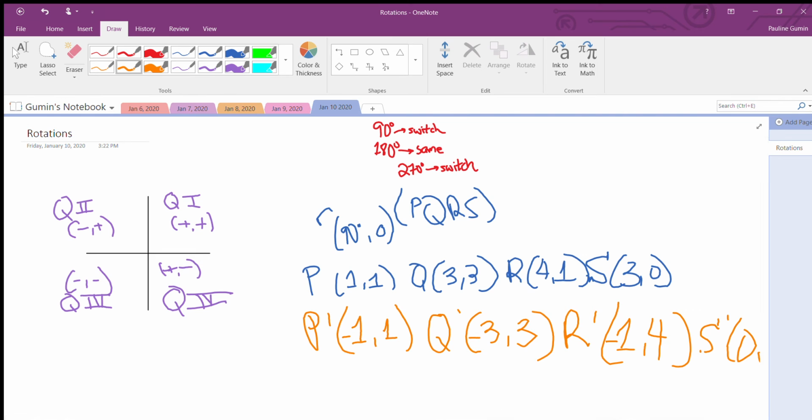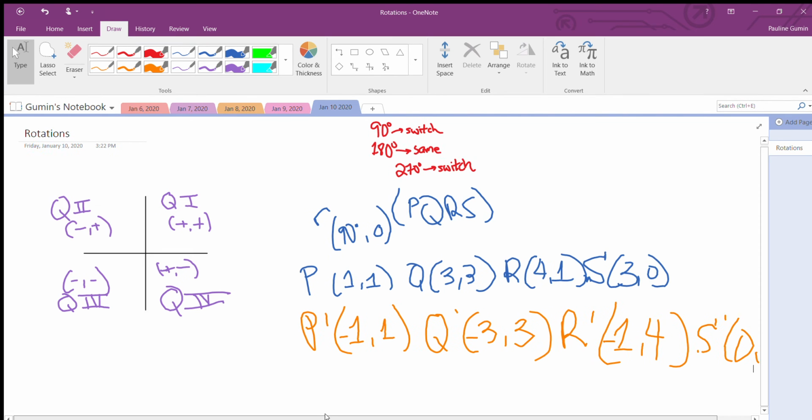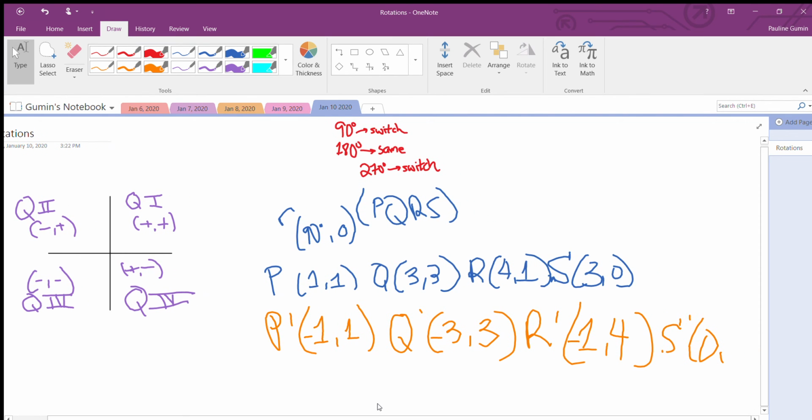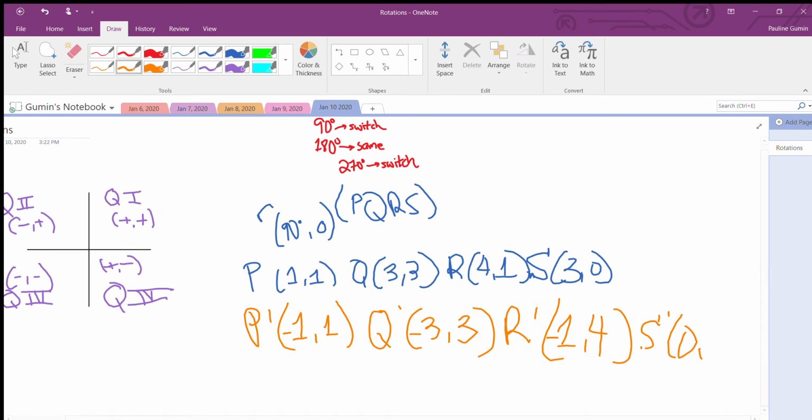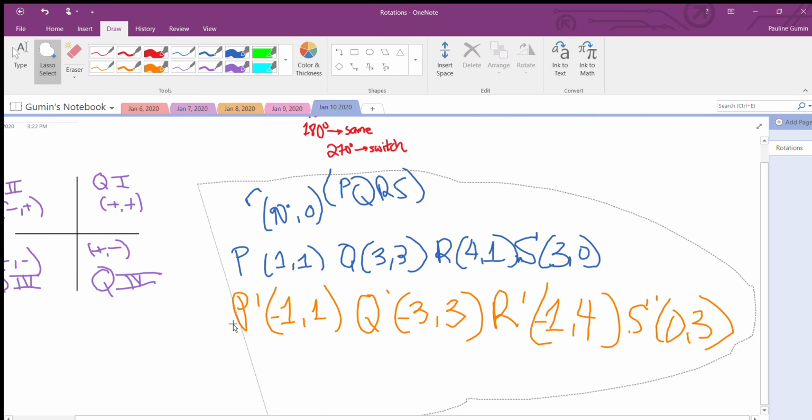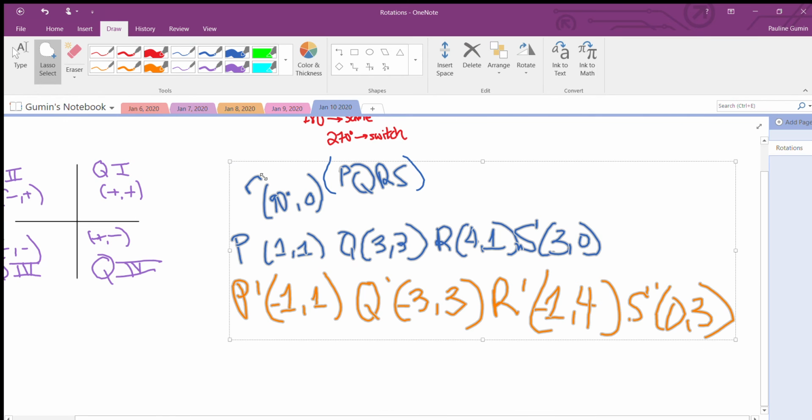And lastly, we have S prime. Switch the 0 and the 3. I'm going to scroll a bit. 3, 0 exists right here. So I'm going to move it over here. 0 can't be negative, so 0, 3 stays 0, 3. Okay, and we're done. And I get to make this smaller since we're done with it.